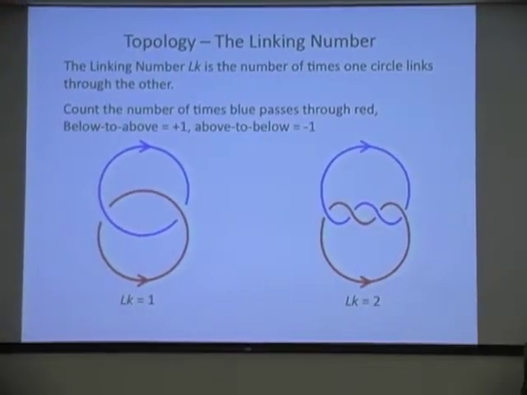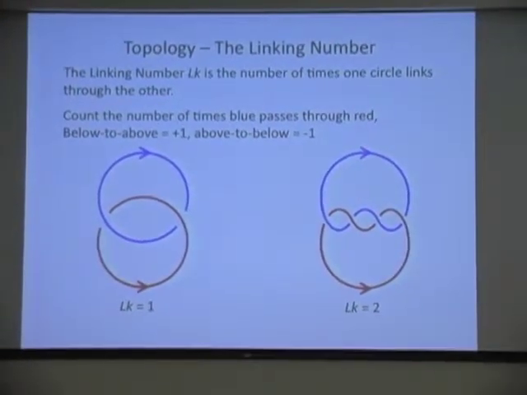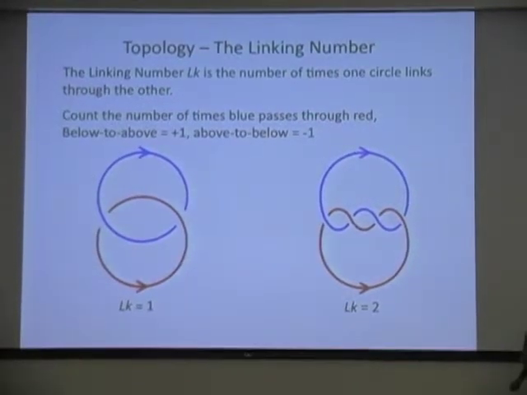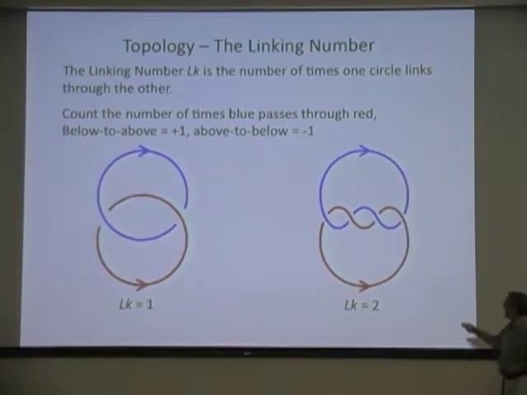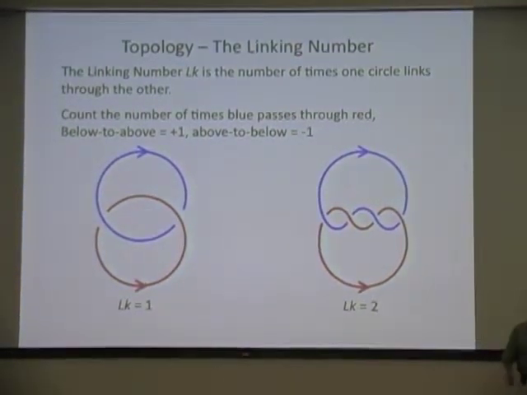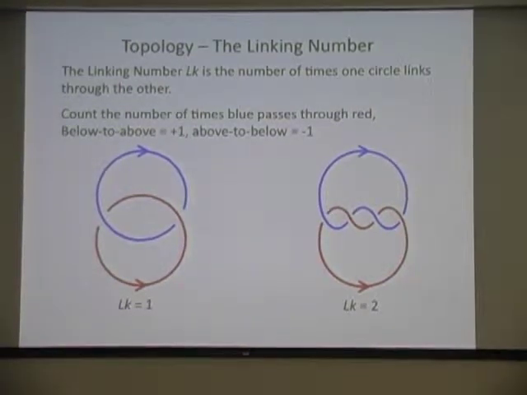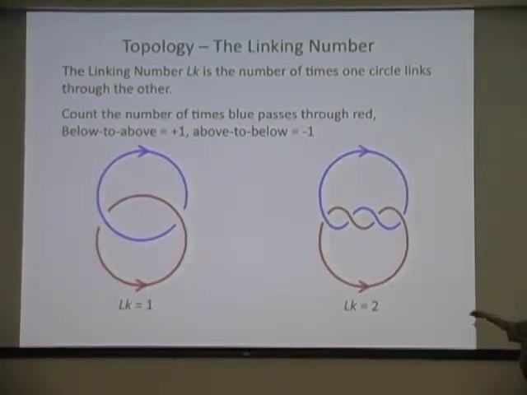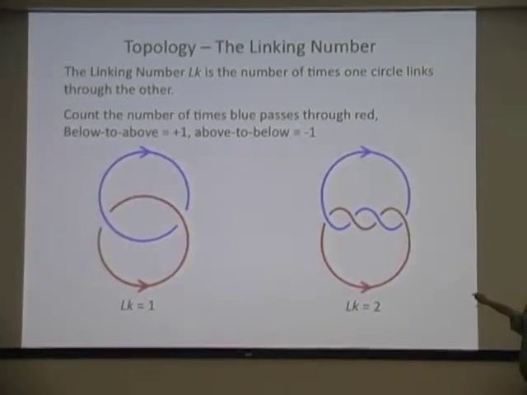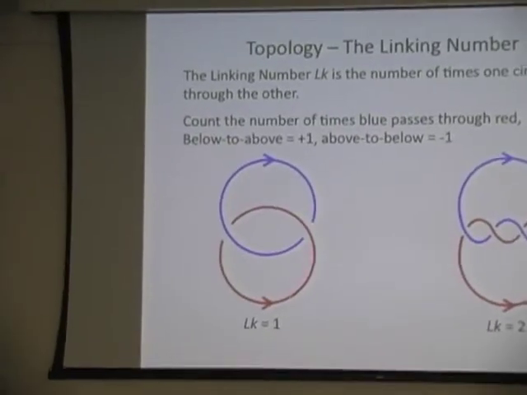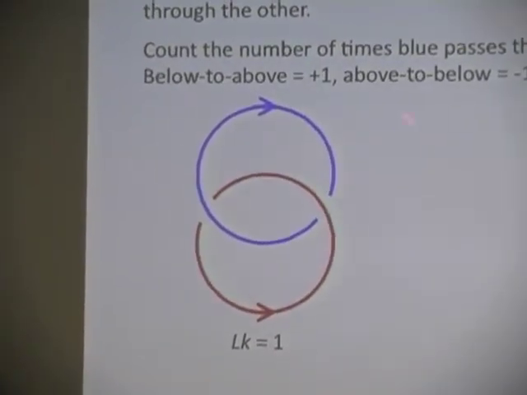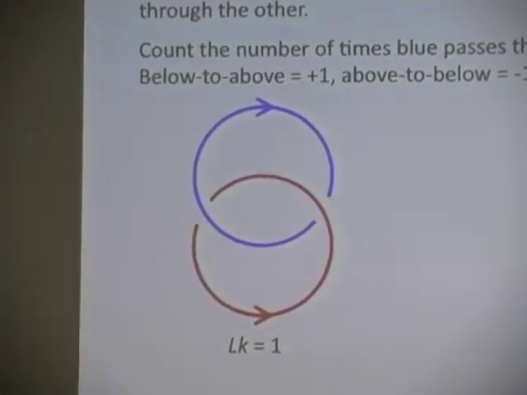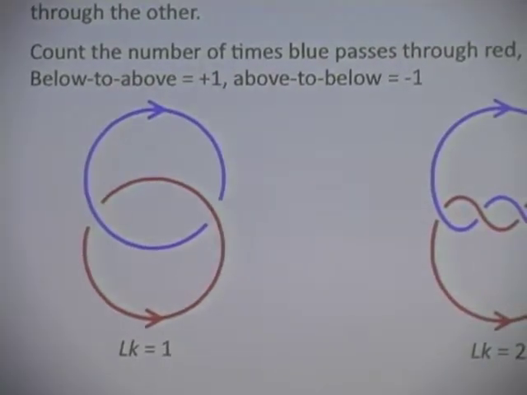Now, in topology, one of the things that people do is they find invariants, some number that doesn't change as long as the topology stays the same. And the linking number is one of them. It's the one that's relevant to this talk. The linking number tells you the number of times one closed circle links through the other. So in this case, if you follow the blue circle, it links from below to above through the red circle. And you give that a plus one. And if it linked the other way, you could give it a minus one.